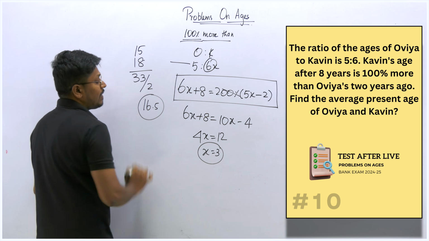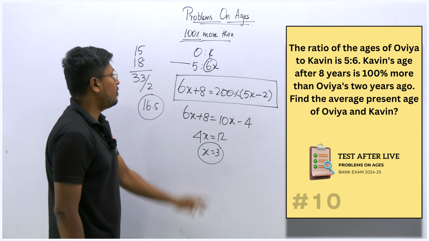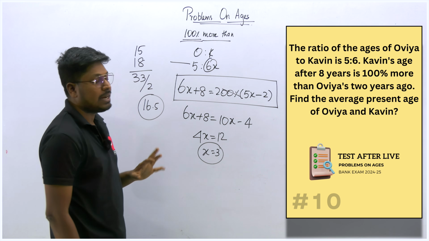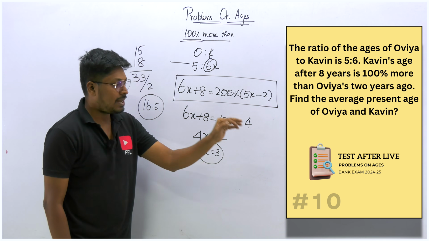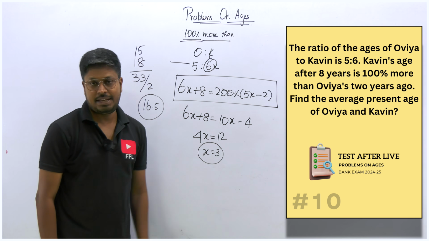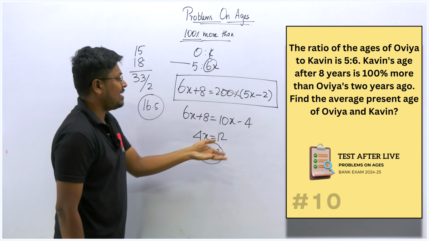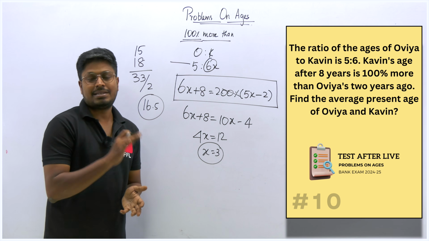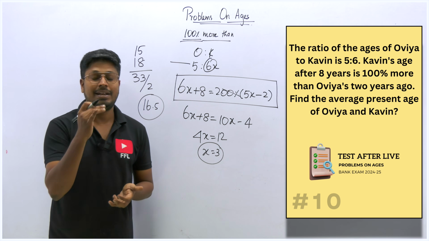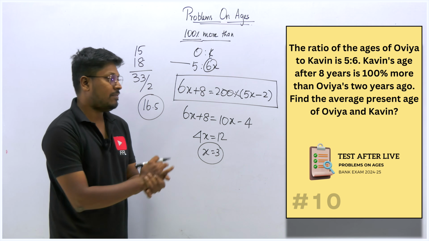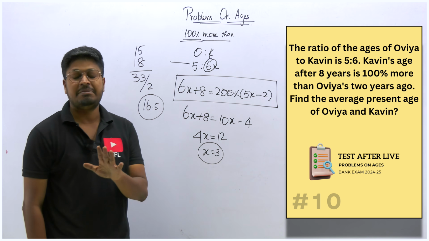Because our target is to find the average, right? So we found both the persons' ages separately, 15 and 18. But according to the question, our target is to find the average present age. All the data they have given, they are talking about the present age. So we can just add both the ages and divide by 2. So 16.5 will be the answer for question number 10.